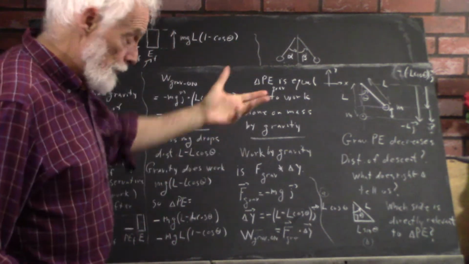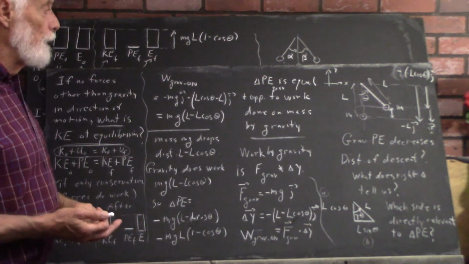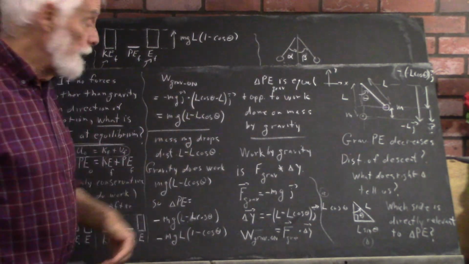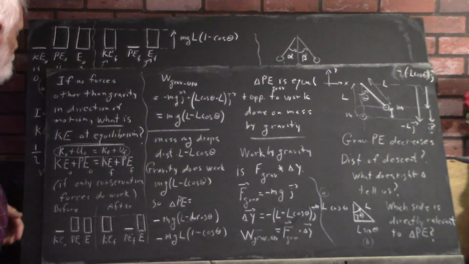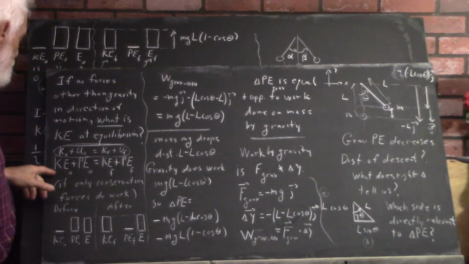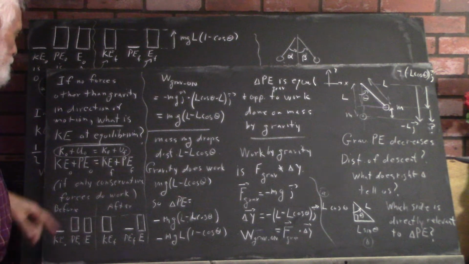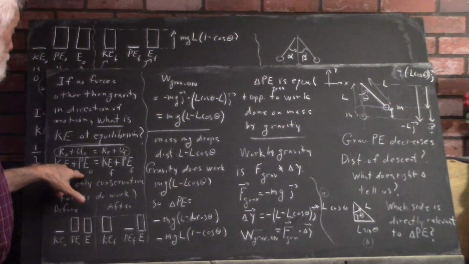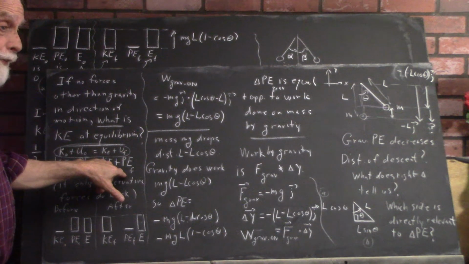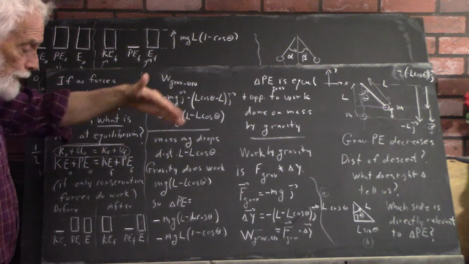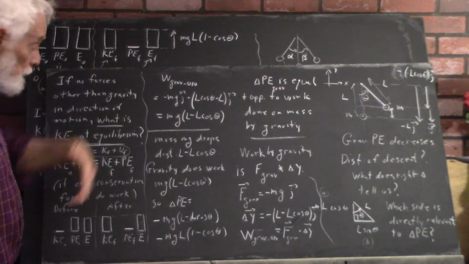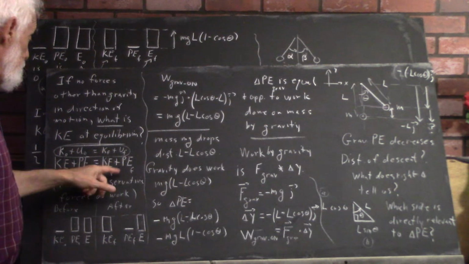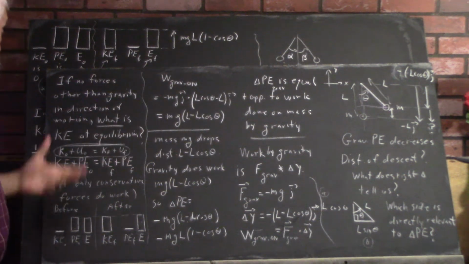Does no work on the system. So the only force that does work on the system is the gravitational force. Now, in my notation, I say then that conservation of energy tells us that the initial kinetic plus the initial potential energy equals the final kinetic plus the final potential energy. If the initial point is at angle theta and the final point is at equilibrium, then this is going to give us the answer to our question.